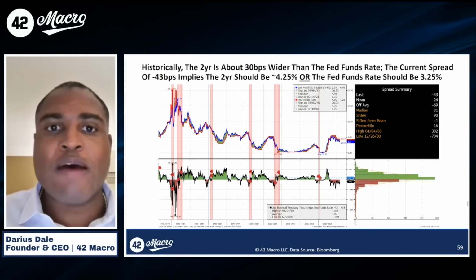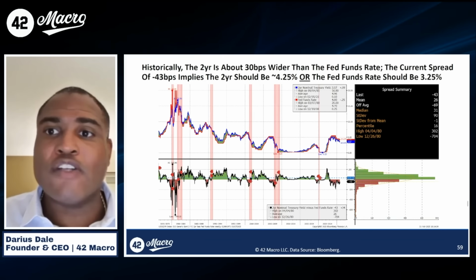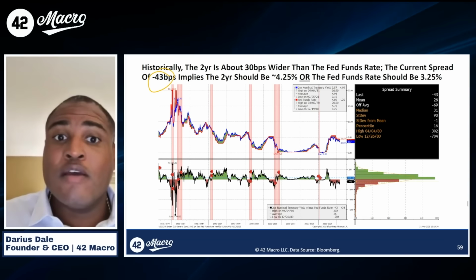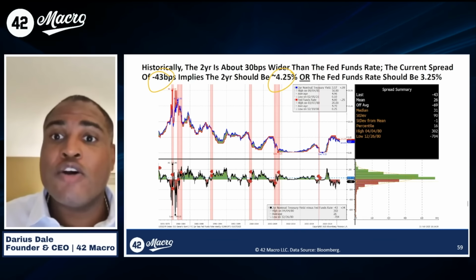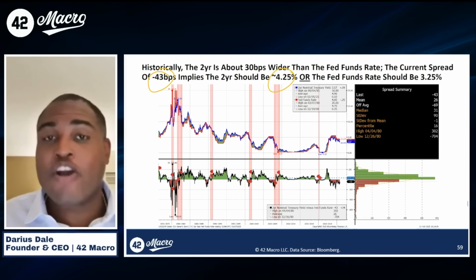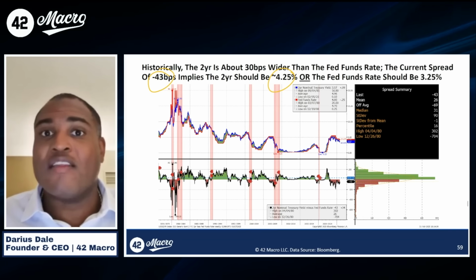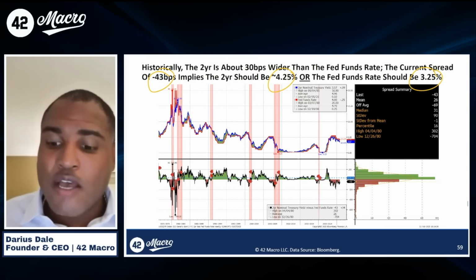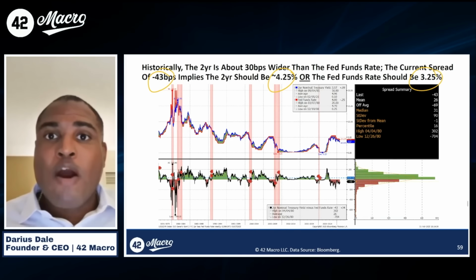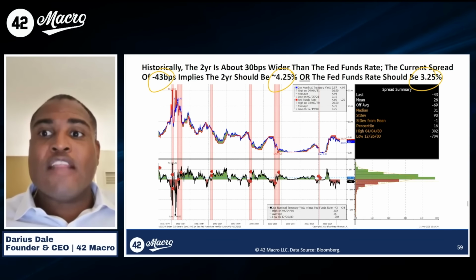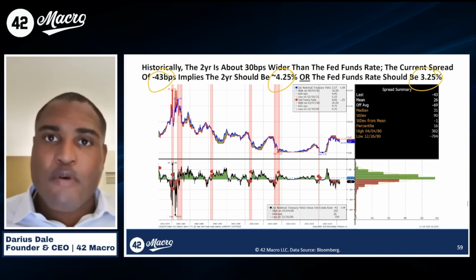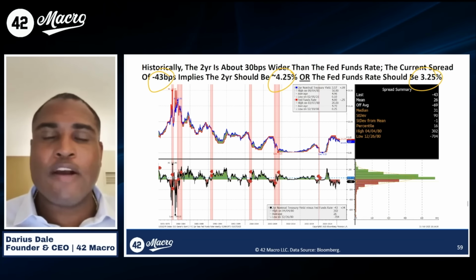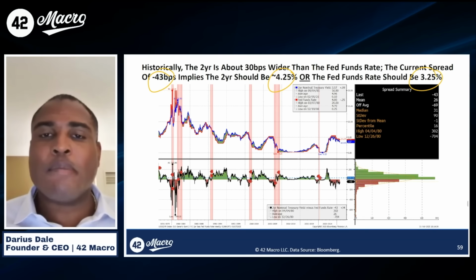Historically, the 2-year is about 30 basis points wider than the Fed funds rate. The current spread of minus 43 basis points implies the 2-year should either be much higher at 4.25%, or, I hypothesize, because the market might be better at setting the price and quantity of money than this cabal of unelected people, the Fed funds rate should be somewhere around 3.25. I don't care if it's 3 or 3.25. The market is telling you, Mr. Powell, that the policy rate should be 3 or 3.25. Listen to the market. The market should be the one setting the price of money for the economy. Don't let this cabal of human beings do it.